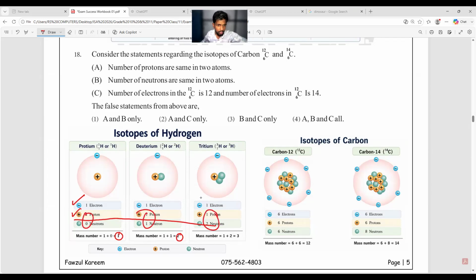So now we'll come to the question, okay? The protons are same, as we have already discussed.